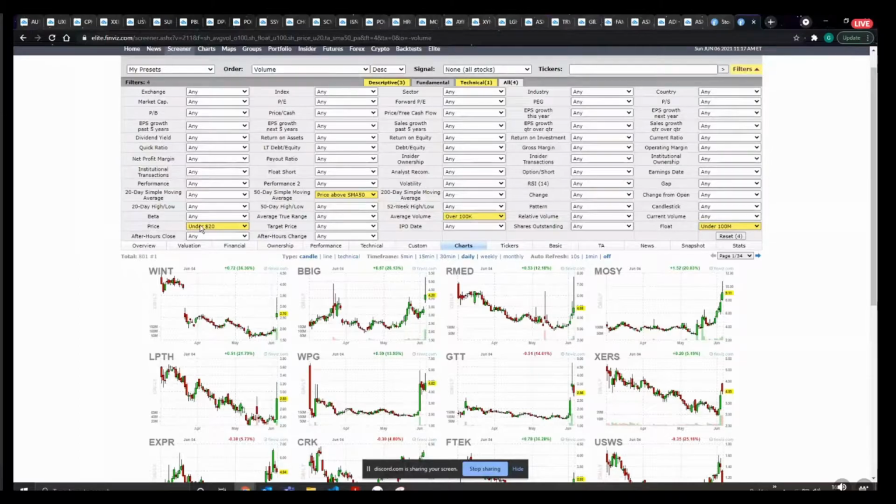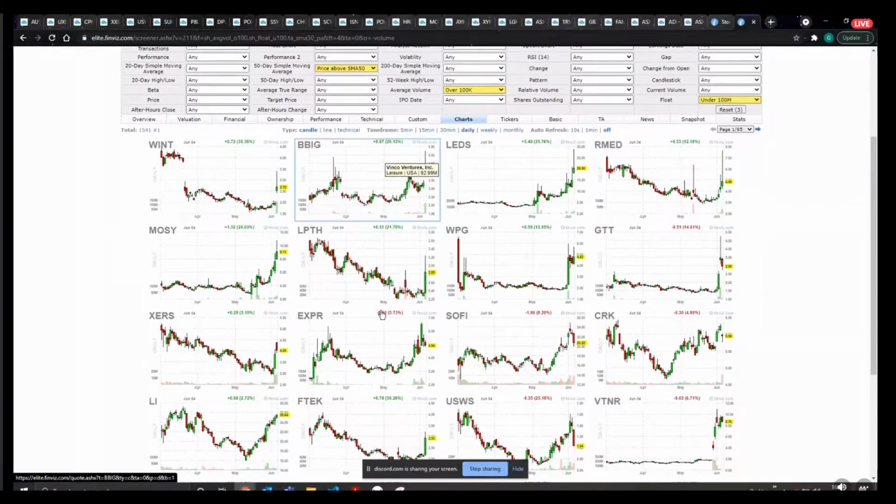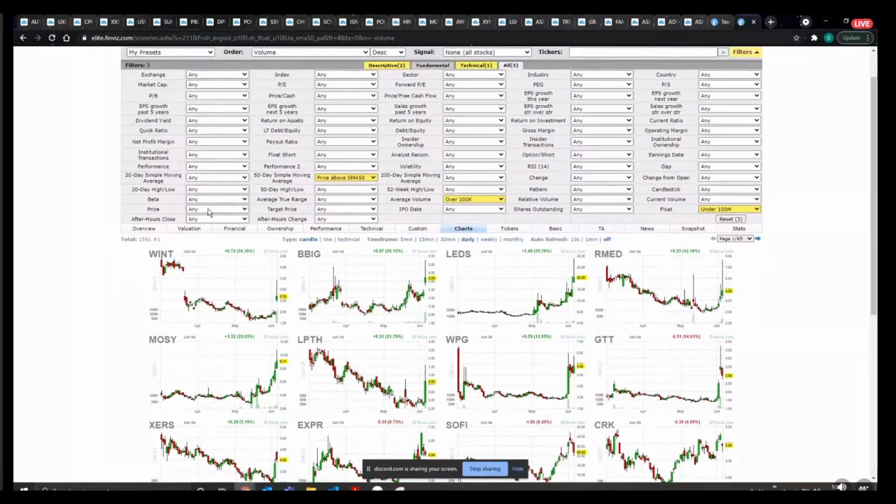I filter my price down. That's just personal preference. You can have it off as well if you want, and you can play some super high price stocks if they turn up.